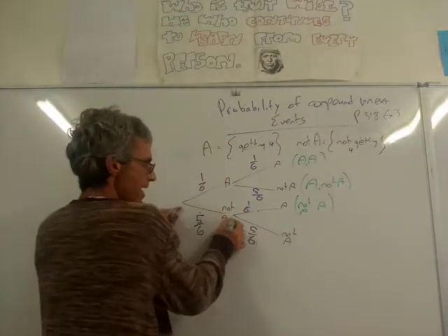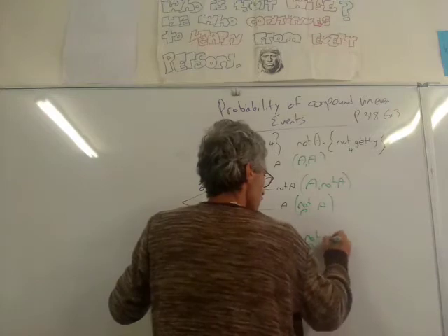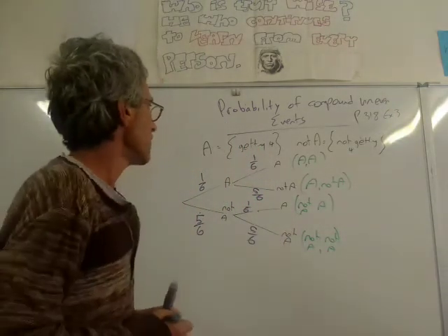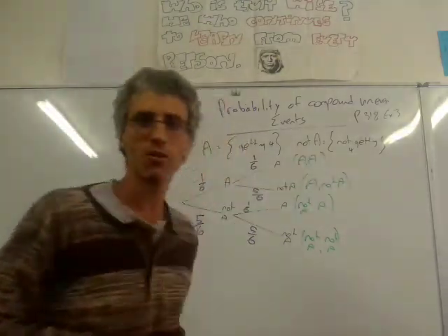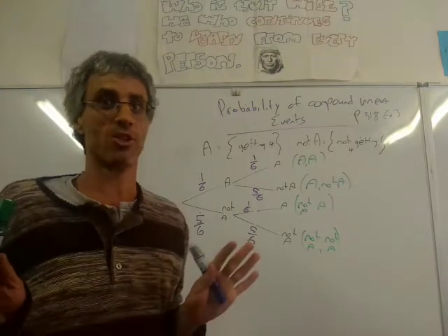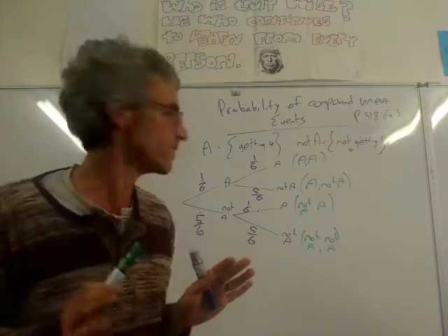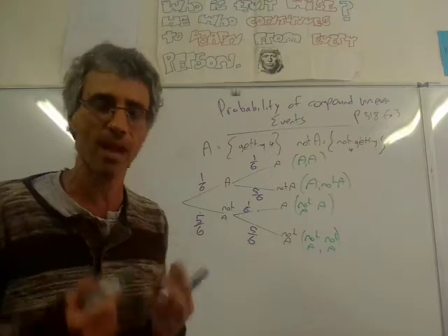Here I got not A and not A. So twice I got not A. Not A, not A. Okay? Not A means I didn't get 4. Now we need to calculate the total probability for each one of these 4 events. We can't just say 1 out of 4, okay, because teacher Vuyokazi will be very, very upset with us. Because they're not equal. The events are not equal. They don't have the same likelihood.